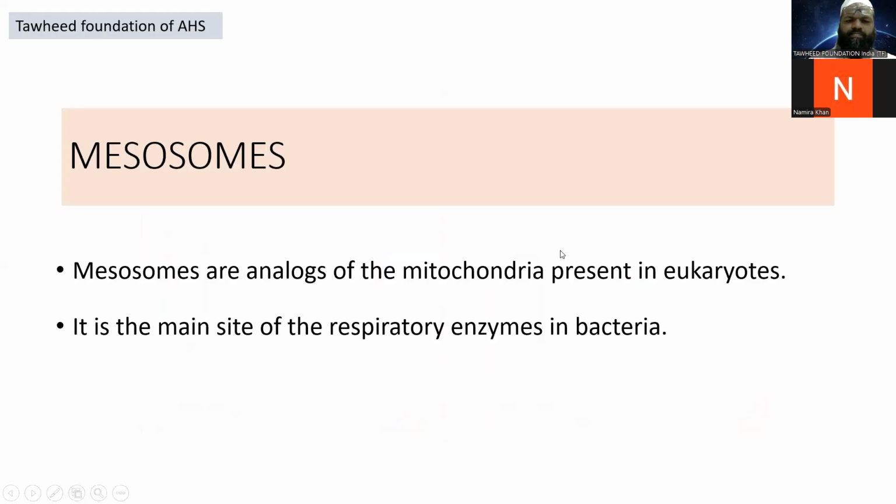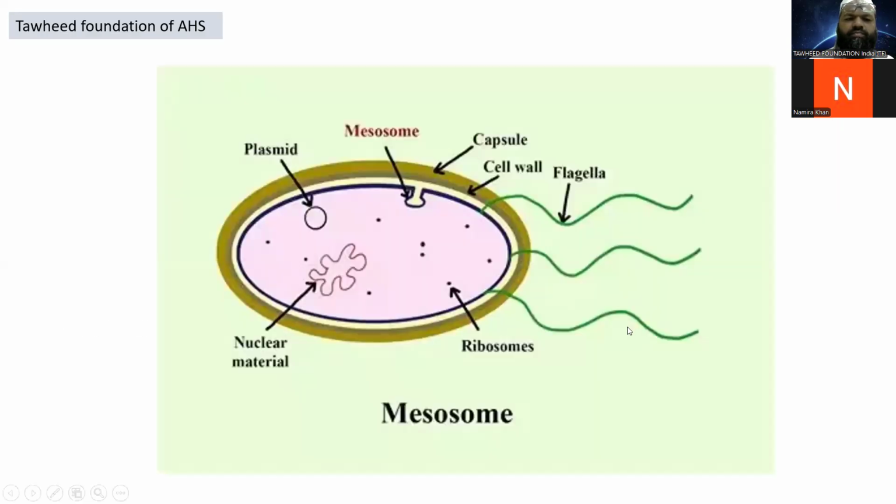Mesosomes. Mesosomes are infoldings or invaginations of the plasma membrane in prokaryotic cells. They appear as folded or tubular structures extending into the cytoplasm. Mesosomes are thought to be analogues of the mitochondria present in eukaryotic cells and serve as the main site for respiratory enzymes and processes such as cellular respiration and energy production. They play a role in DNA replication and distribution during bacterial cell division. So, this is a diagrammatic representation of a mesosome.